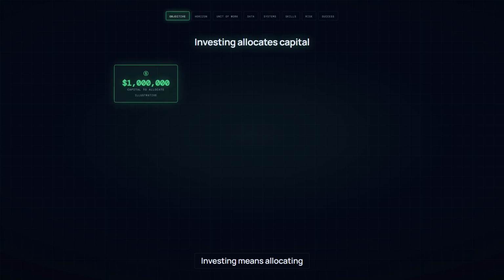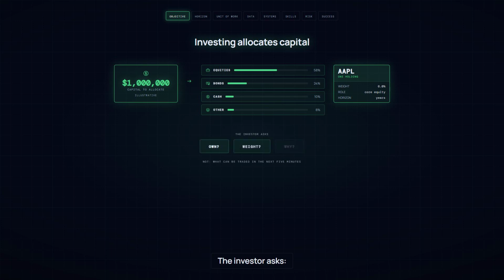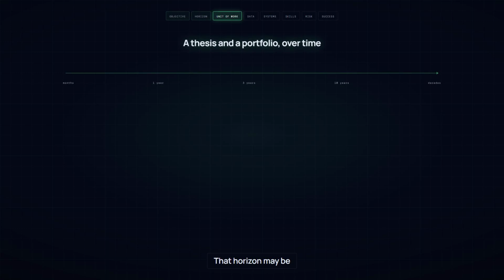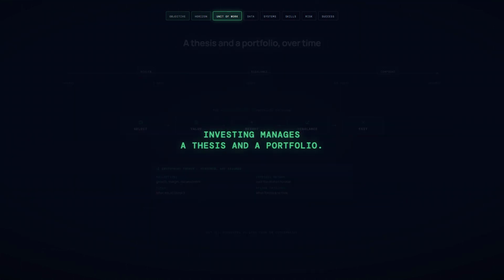Investing means allocating capital to assets or businesses for future income, appreciation, or long term compounding. The investor is not asking what can be traded in the next 5 minutes. The investor asks, what should I own, how much, and why should this asset create value over my horizon? That horizon may be months, years, or decades. The unit of work is usually a portfolio decision. Select an asset, estimate its value, choose a weight, rebalance it, or remove it when the thesis changes.